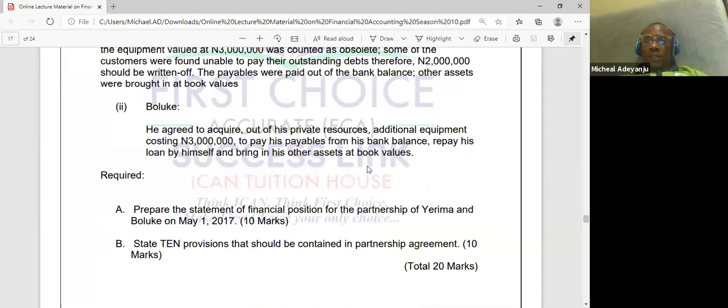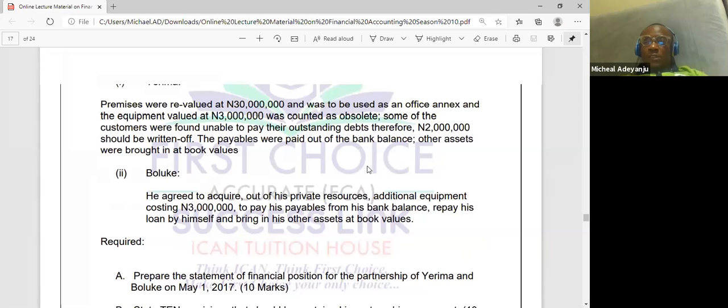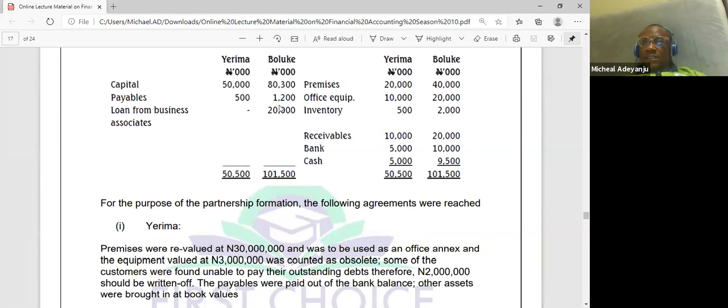And he said he's going to pay his loan by himself. Now, this is the implication of this loan. Since you are paying your loan by yourself, it means that you are increasing your own capital. In other words, you are increasing your own current account. So this amount will actually increase his own worth of capital because he's using his own personal money. He's not paying it from the bank, not from the cash. So he's using his personal money to pay this loan of 20 million naira. And if he's using it, then he's investing another additional 20 million naira into the business.